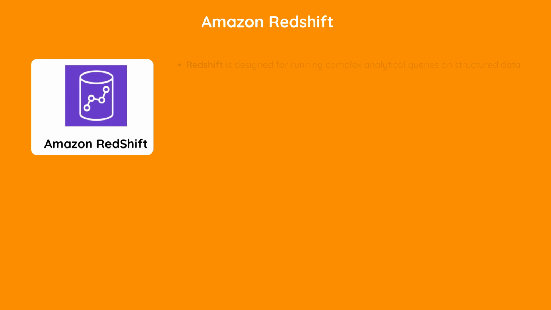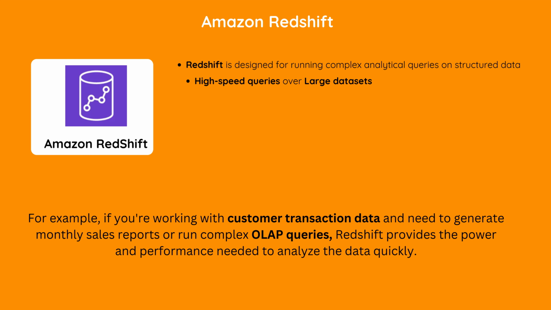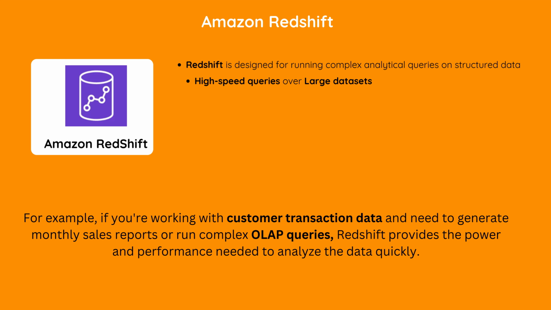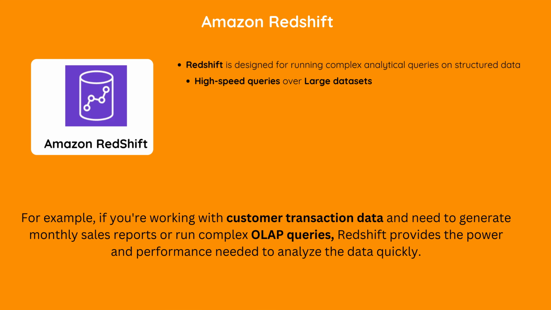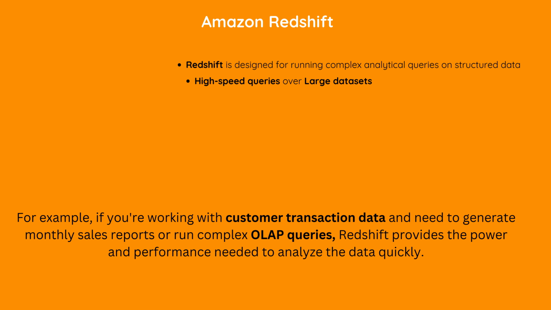Next, we have Amazon Redshift, a fully managed data warehouse. Redshift is designed for running complex analytical queries on structured data. It's your go-to service when you need to handle high-speed queries over large datasets, whether you're dealing with gigabytes or petabytes of data. For example, if you're working with customer transaction data and need to generate monthly sales reports or run complex OLAP queries, Redshift provides the power and performance needed to analyze the data quickly.